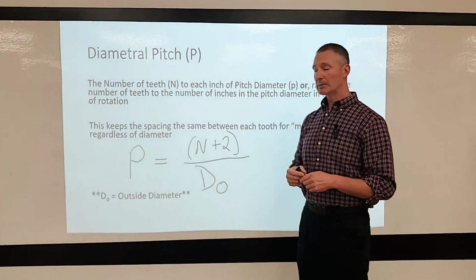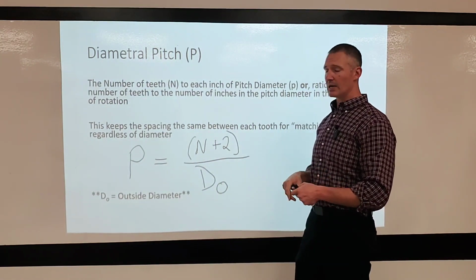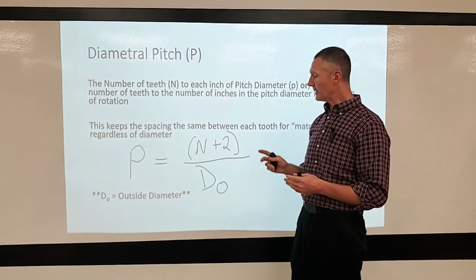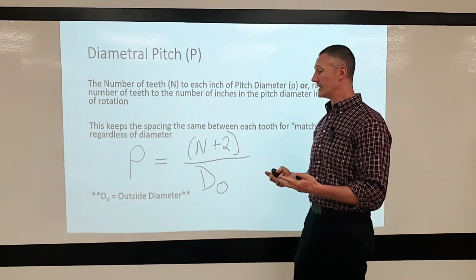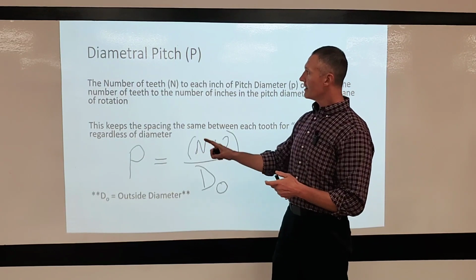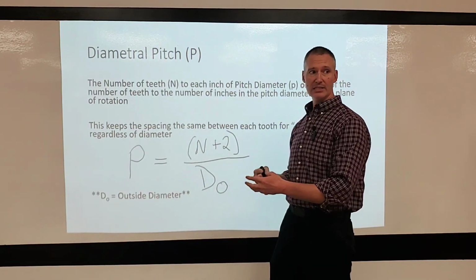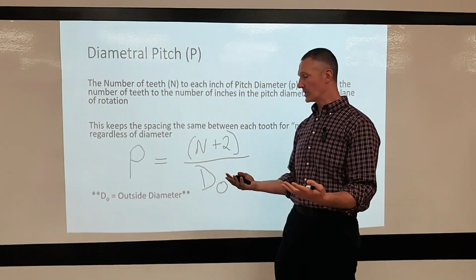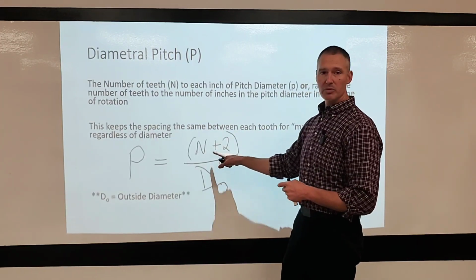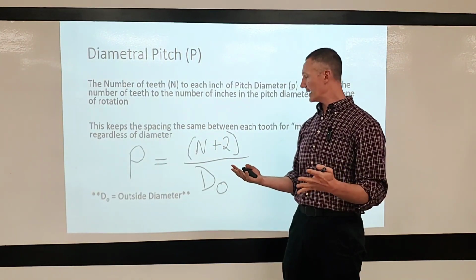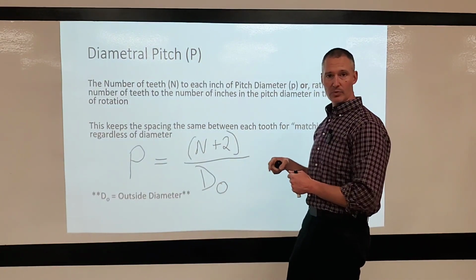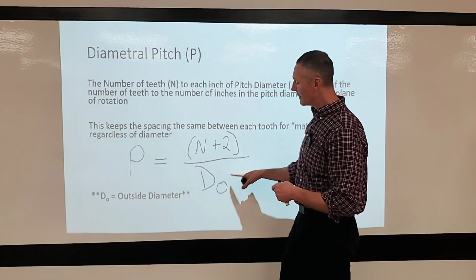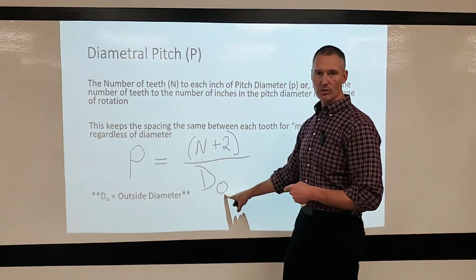Now, how we end up finding that. Now, look, there's a lot of different ways to find it. There's a lot of different formulas which we can use, but the main one that we're going to talk about here is finding the diametral pitch, okay, because that's going to be the basis for matching our gears up. What we need to know is the number of teeth. We can easily count those, okay? And then we're going to add 2 to that, and we're going to do that math first, and then we're going to divide it by D subscript O.